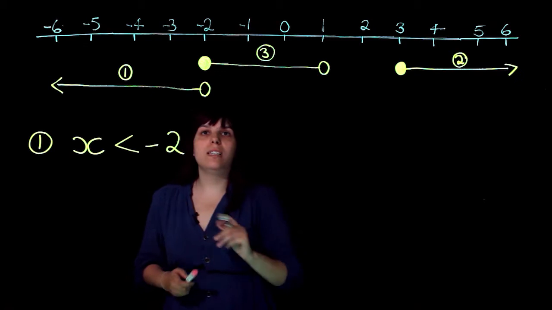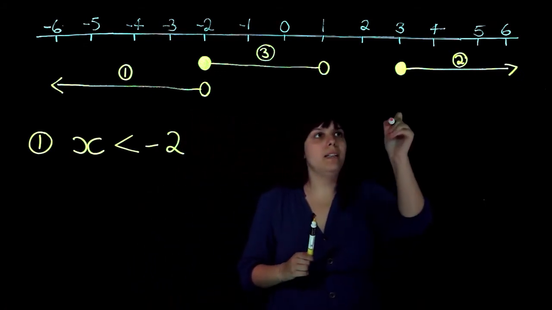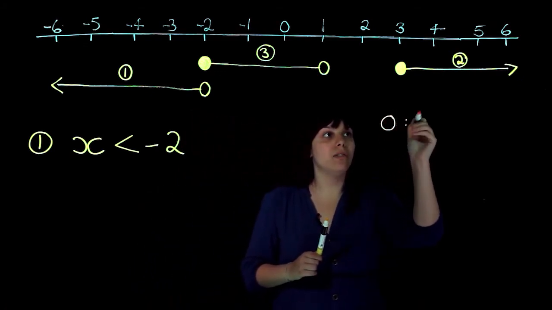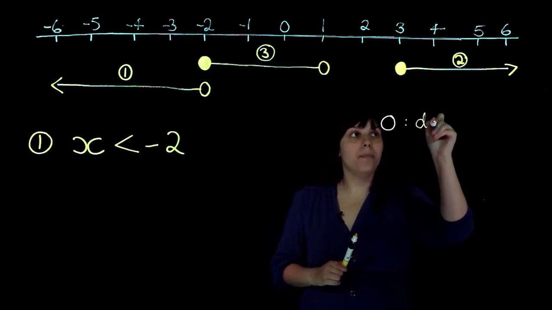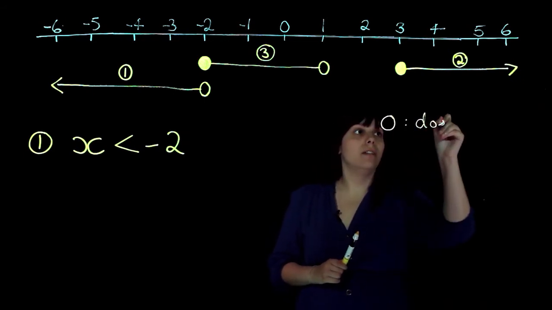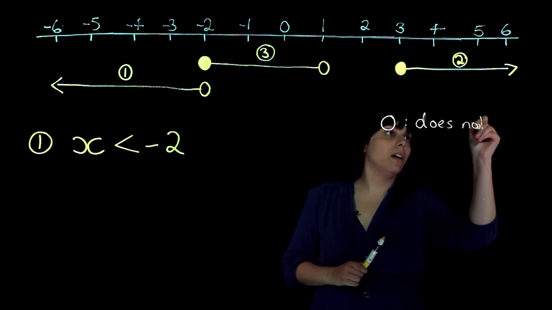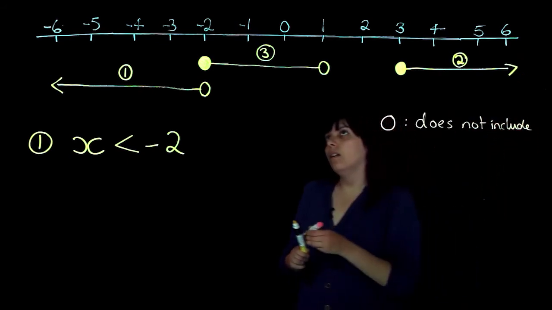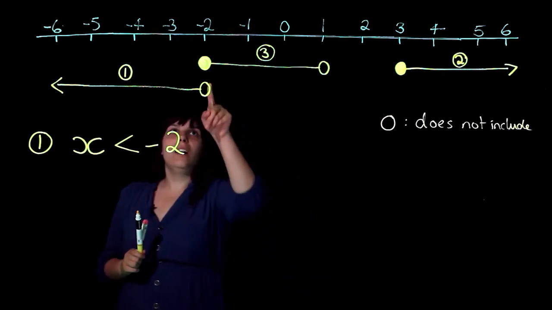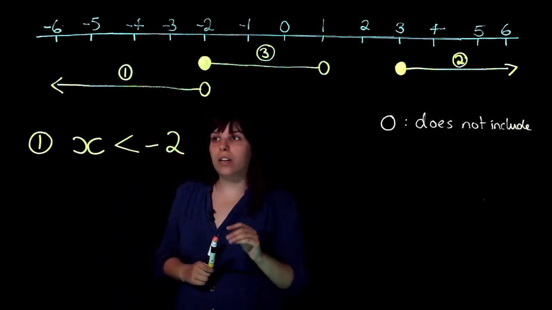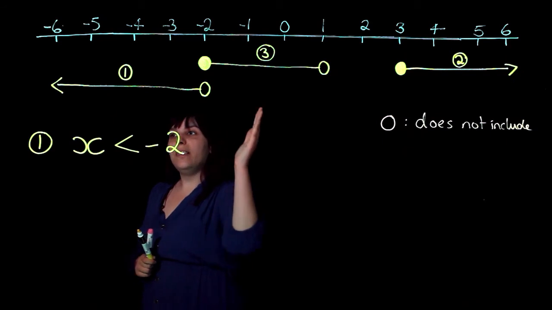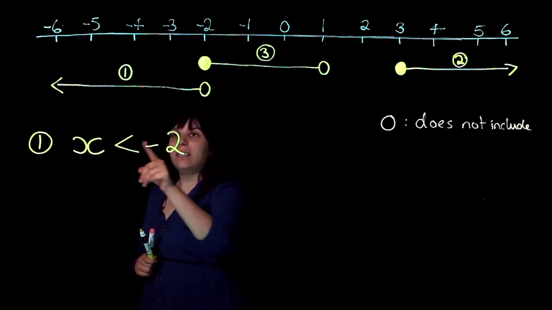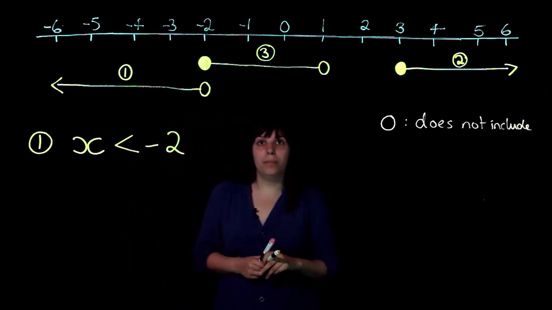Now, because it's open, that means that it does not include -2. So because it doesn't include it, it means it's not equal to -2. So x can be anything less than -2, but not -2.